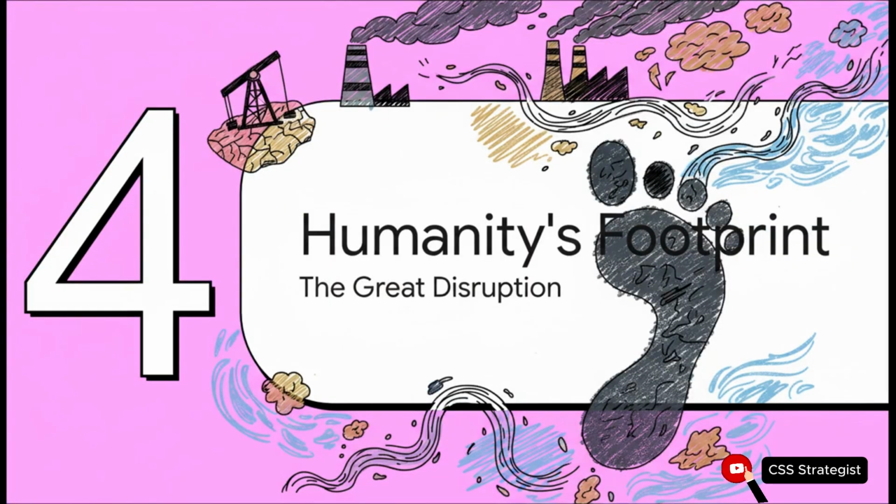Okay, now we need to pivot. We're moving from the natural system to how human activity completely disrupts it. A good CSS answer never just stops at description. It has to move to analysis. The examiner wants to see you connect these natural processes to what we call anthropogenic impacts, a fancy word for the effects caused by us, by human beings.